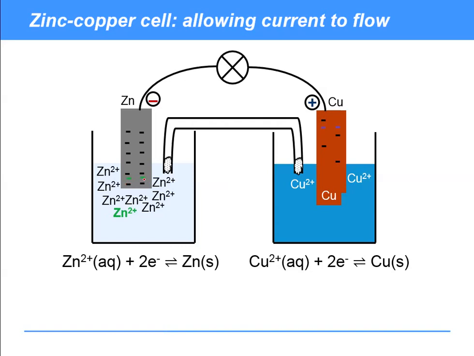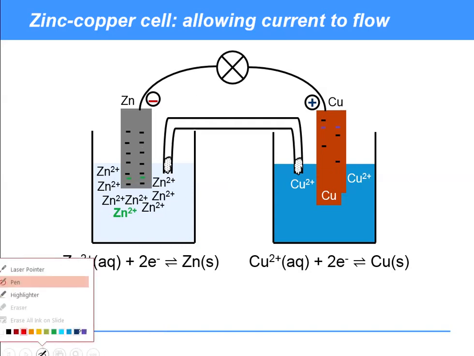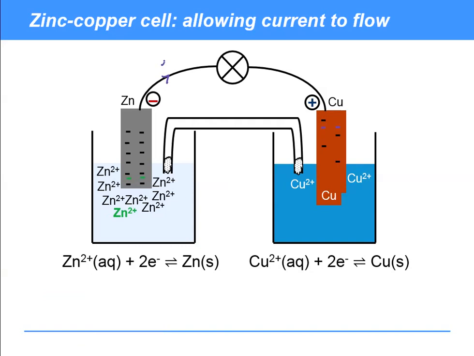So now in this position we've got 2 electrons back on zinc, and we've taken up 2 electrons from the copper electrode. So the potential difference is now restored, and so the same thing will happen again. The electrons will just move along here, and then the cycle will continue.